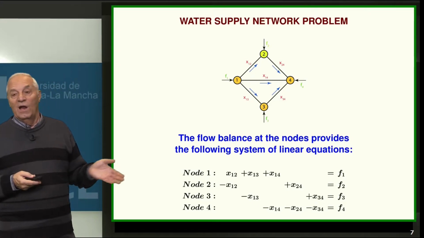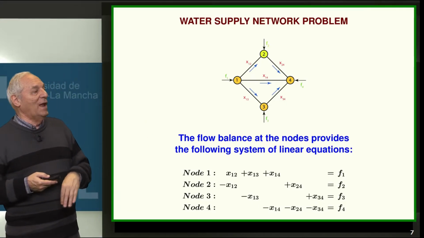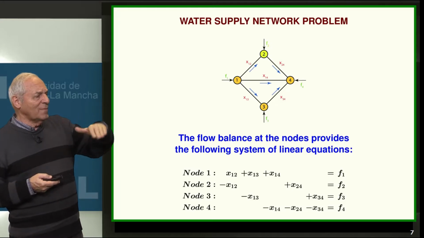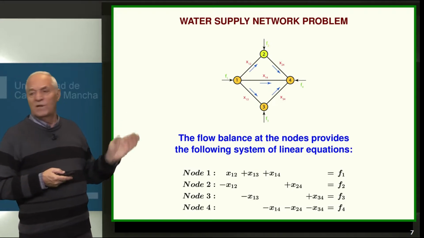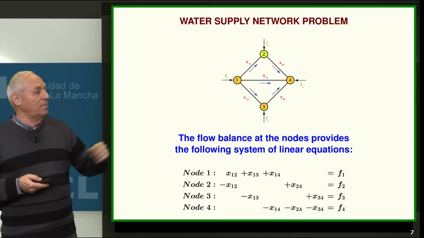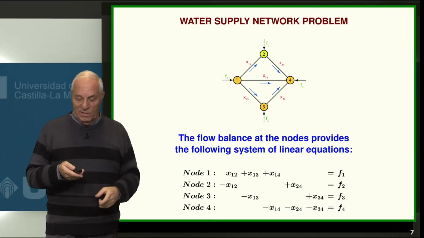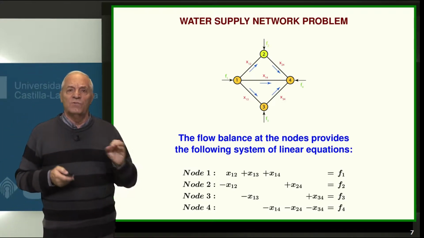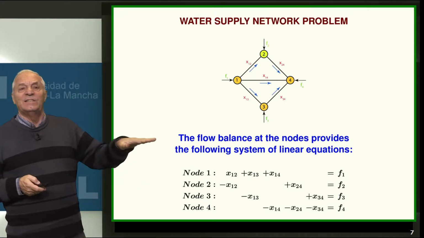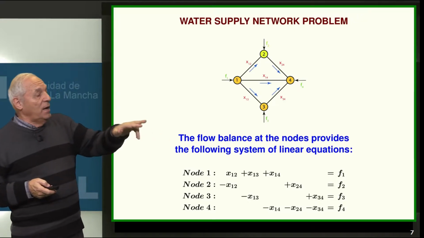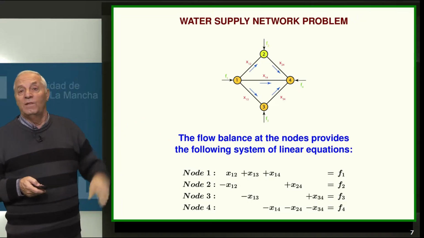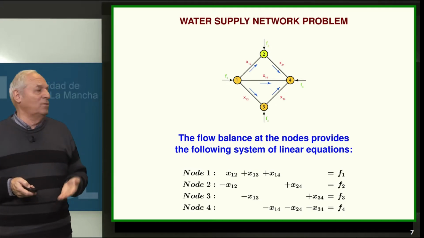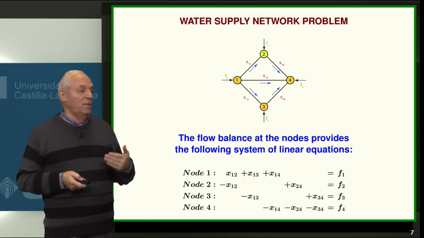We have arranged the x on this side, and the f on the other side, because we are interested in doing that. Finally, in node 4 we enter everything, f4, x14, x24 and x34. Then it would be: what comes in, which is the sum of everything, equal to what comes out, which is 0.